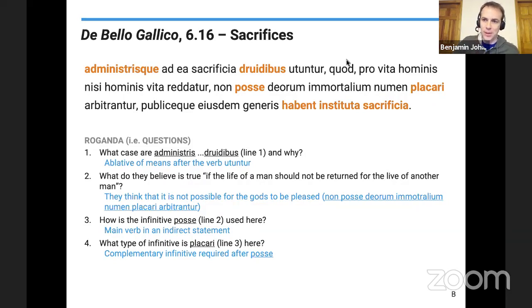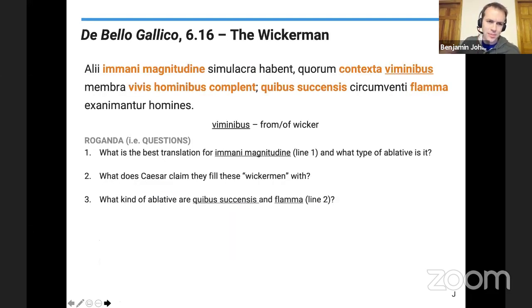But it's different than what we would normally expect. We would expect instituerunt or something like that. So moving on. All right, so alii, some of them habent have simulacra, images, Caesar tells us. So we want you first to look at these words, imani, magnitudine. What's the best translation for them? And then what kind of ablative are they?